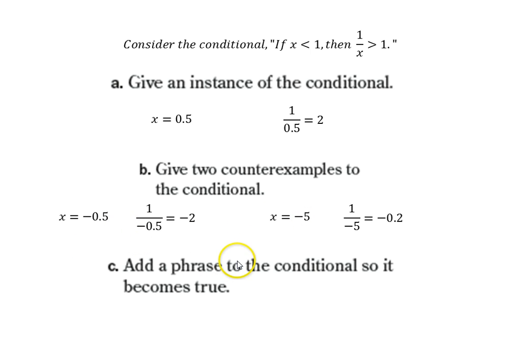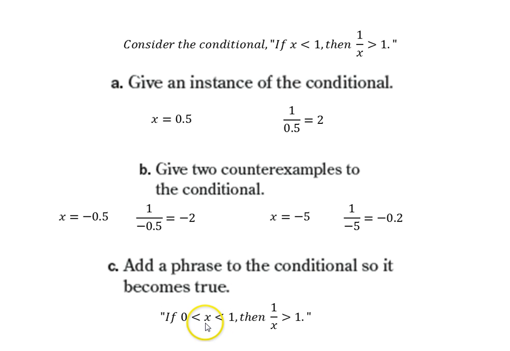Now let's add a phrase to the conditional so that it becomes true. Based on what we have here, and we could try many other instances to see what phrase we should add, the phrase I'm going to add is that x can't be negative, because when we get a negative x, all of a sudden 1 over x comes out negative, which is not going to be bigger than 1. But if x is positive, it's going to work. So if x is bigger than 0 and less than 1, then 1 over x will be bigger than 1.